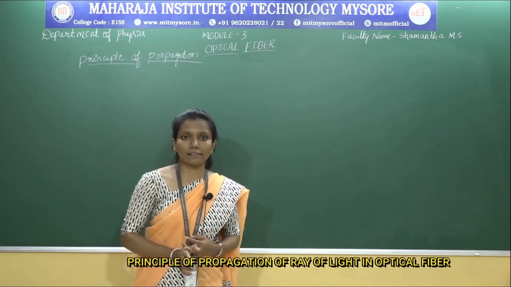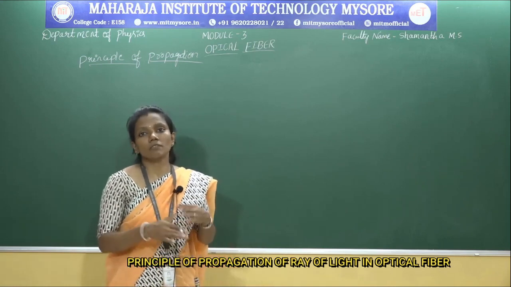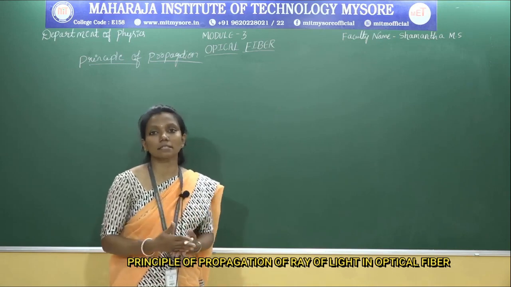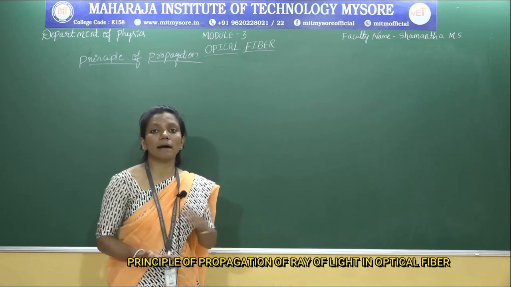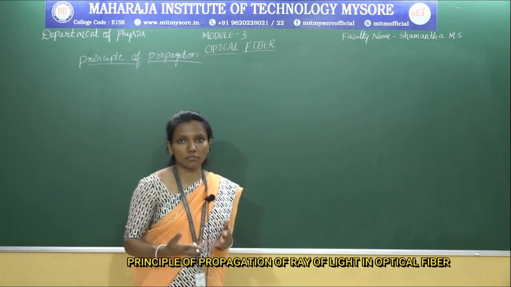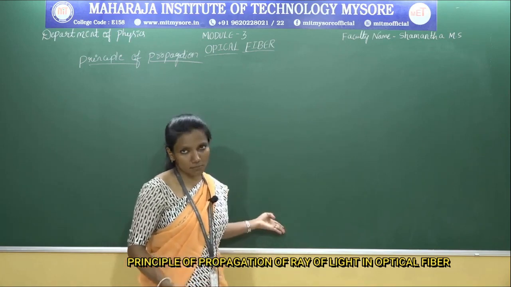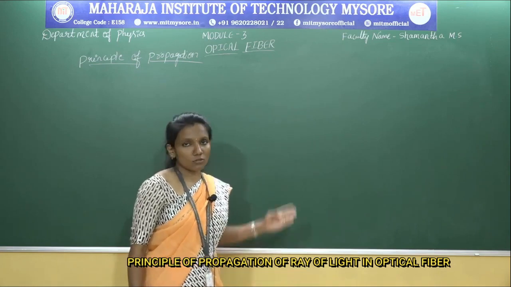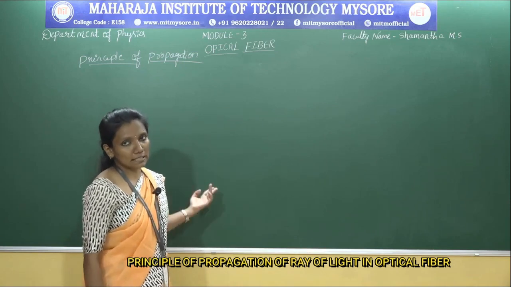So what is total internal reflection? We know that when a ray of light travels from one medium to another medium, from the denser medium to the rarer medium, then that light ray will reflect back to the same medium without refraction, without loss of signal. That ray of light will again come back to the same medium. That is what we call total internal reflection. So this optical fiber mainly works on the principle of total internal reflection.